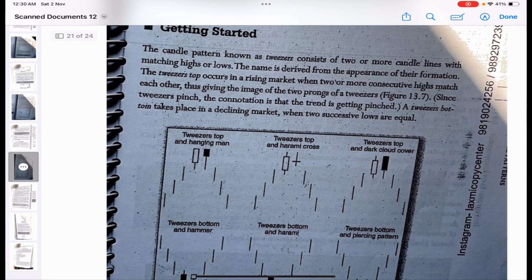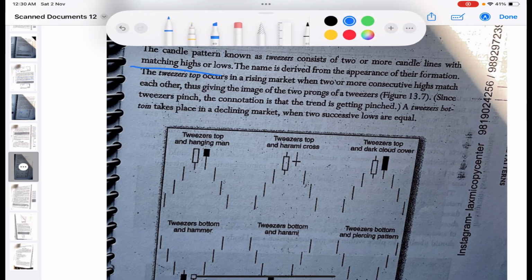Okay. The candle patterns known as tweezers consist of two or more candle lines with matching highs or lows. The name is derived from their formation. The tweezer top occurs in a rising market when two or more consecutive highs match each other, thus giving the image of two prongs or tweezers. How does a tweezer look? They have two which have the same highs, right? So that's what they're saying. Let's see tweezer top and hanging man.